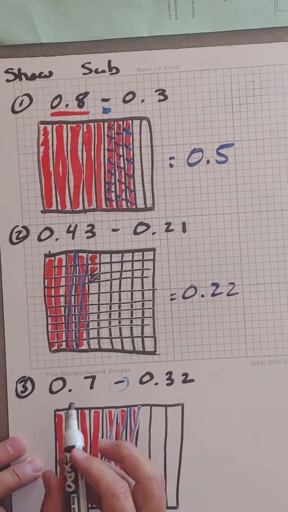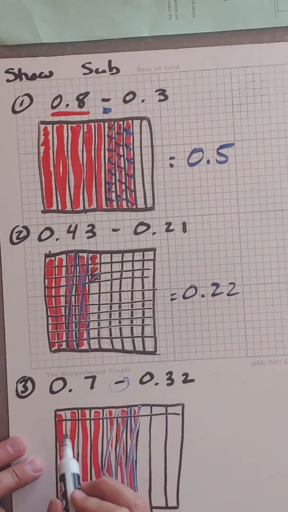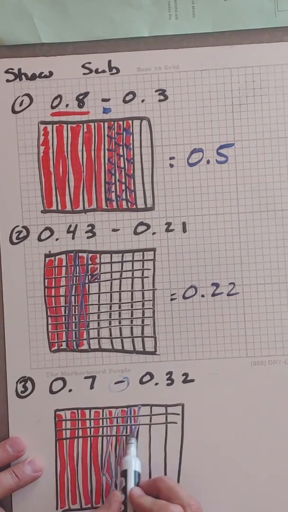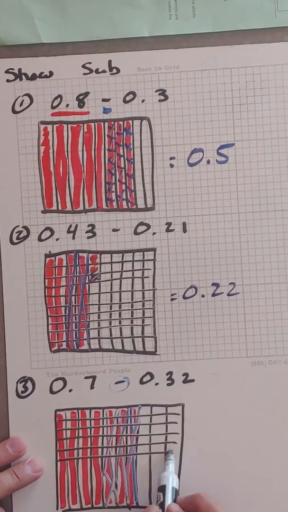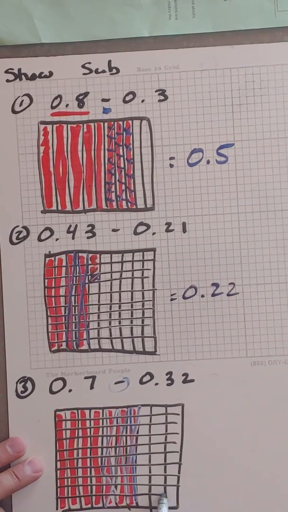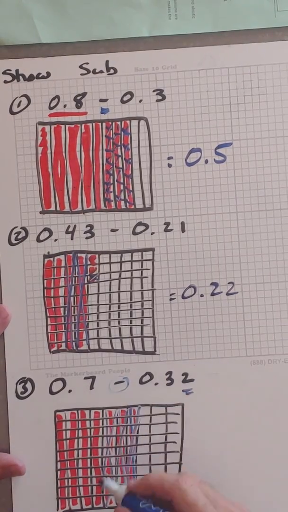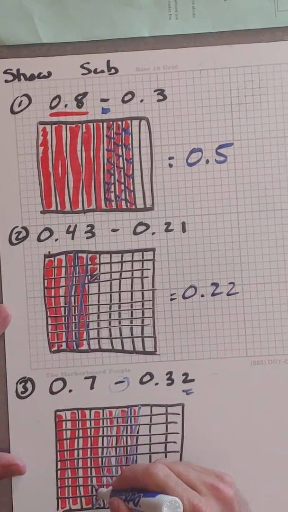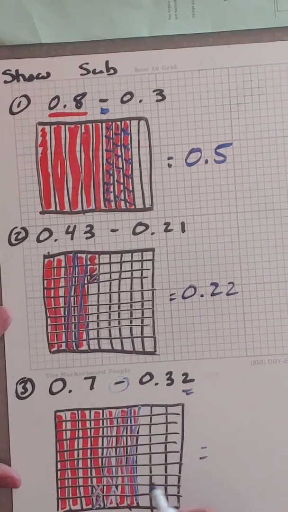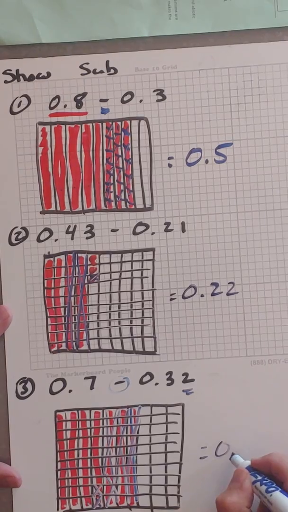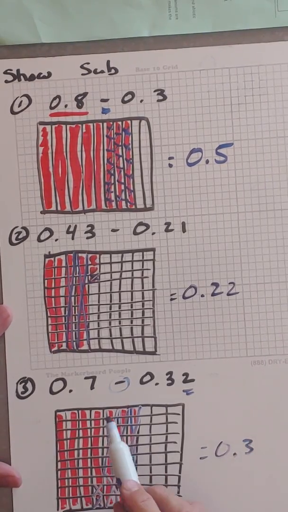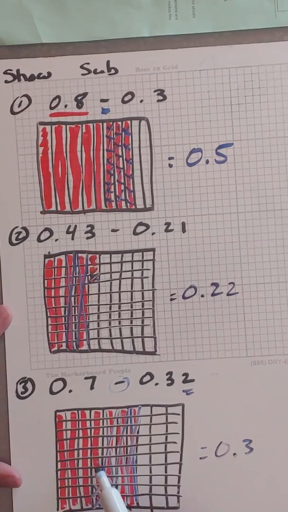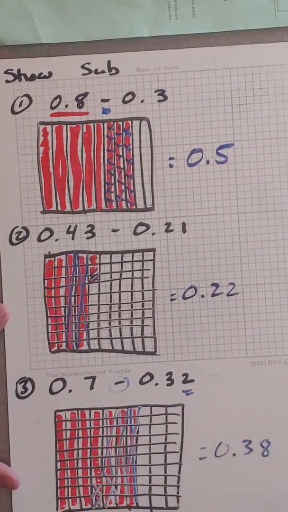So to take away 2 hundredths, I need to go horizontal to make the hundredths. That's 2, 3, 4, 5, 6, 7, 8, 9, and 10. And now I can take away these 2 hundredths, and I can take away that one there, and I can take away that one there. So then what I'm left with is 3 tenths, 0.3, and then I have 1, 2, 3, 4, 5, 6, 7, 8 hundredths. So 0.38 for my final answer.